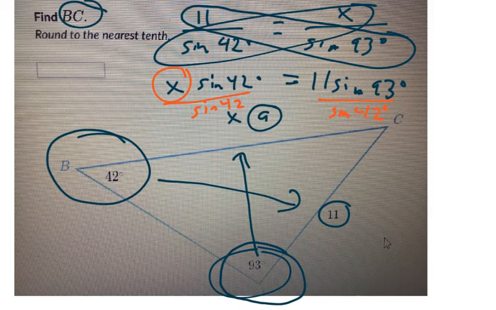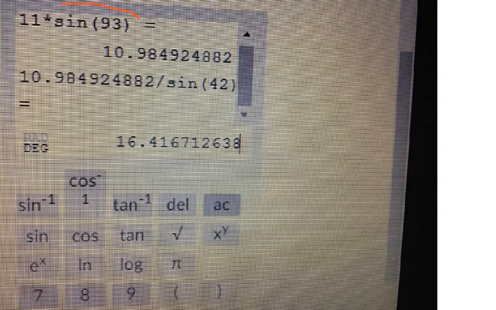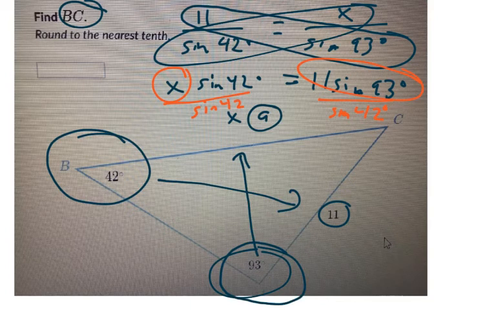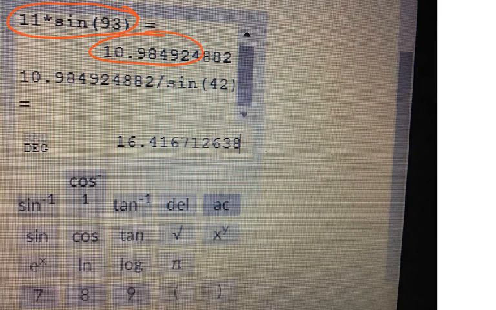You ready? First, let's do 11 times sine 93. 11 times the sine of 93 is this 10.98. Now, I leave it in my calculator. Why? Because I know I'm now just need to divide it by sine of 42. So, I'm going to press divide. And I'm going to press the sine. And I'm going to type in 42 in parentheses. And there's my answer, guys.